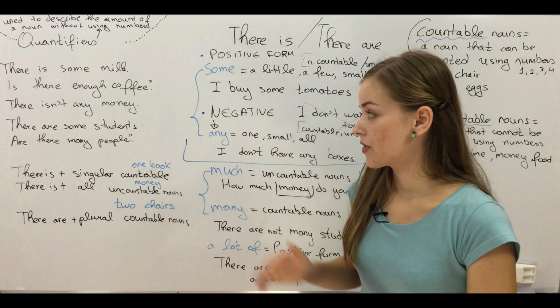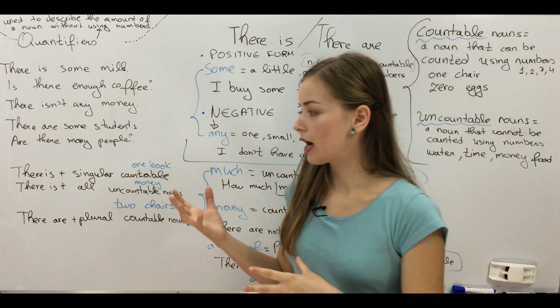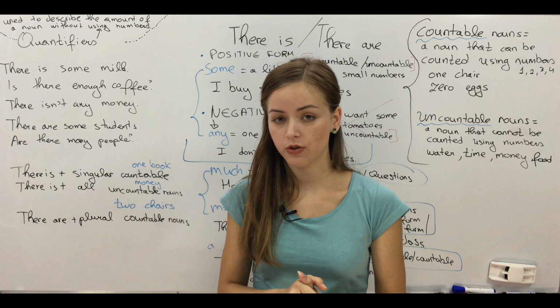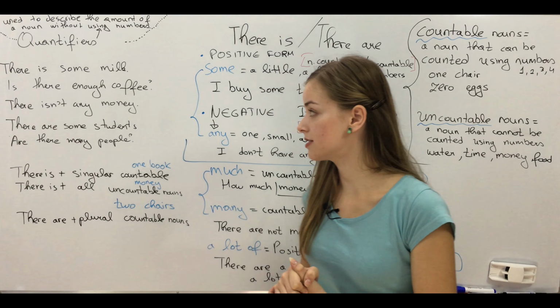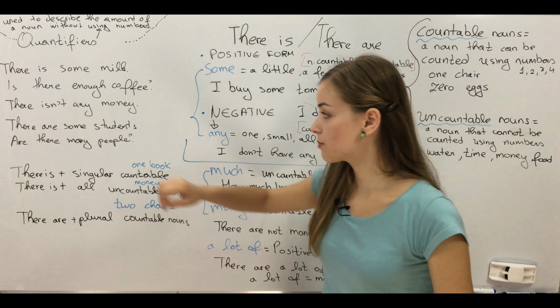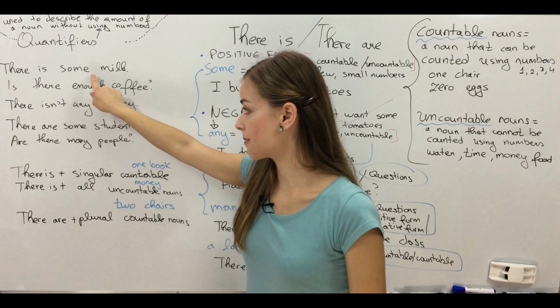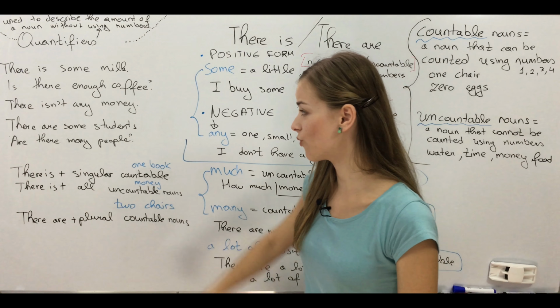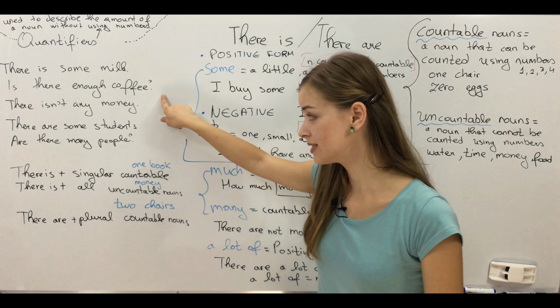Let's go to the beginning, so to where we started all that. To there is and there are. So there is and there are aren't quantifiers themselves, but they are used together with quantifiers in some sentences. For example, you can say there is some milk. So we use the quantifier some. Or is there enough coffee?